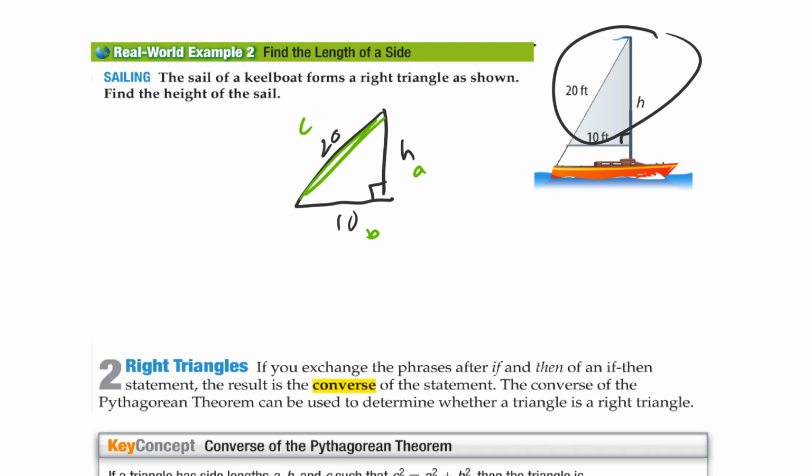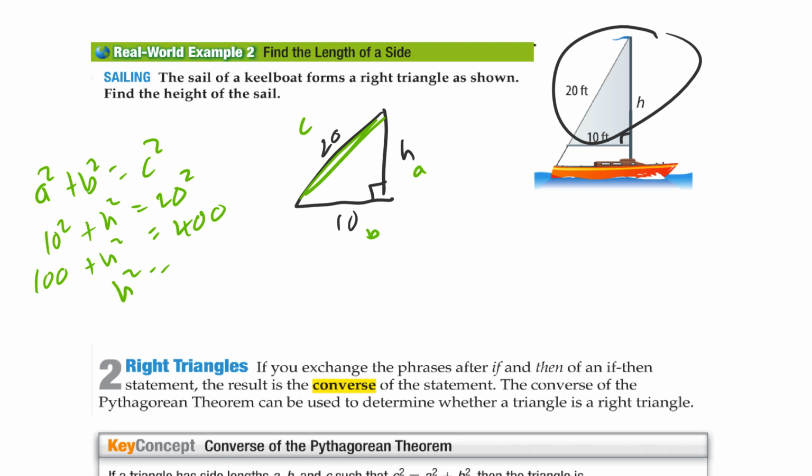Say a and b. Use my formula, a squared plus b squared equals c squared. Substitute things in, so I get 10 squared plus h squared. I know I mixed it up, but it doesn't matter. C is the only thing that matters. It's 20 squared, so I get 100 plus h squared equals 400. Subtract that, get h squared equals 300.